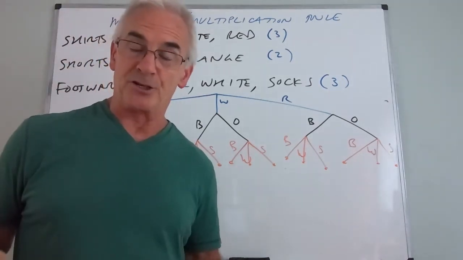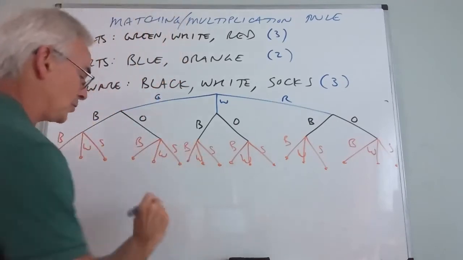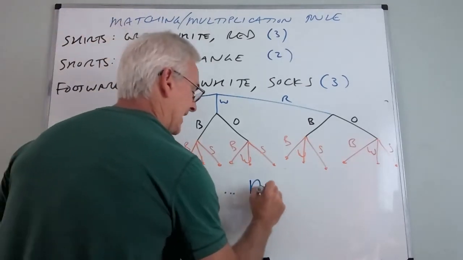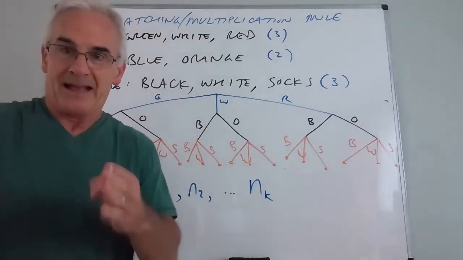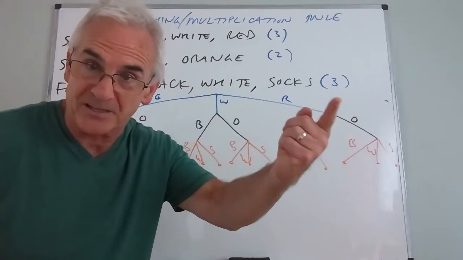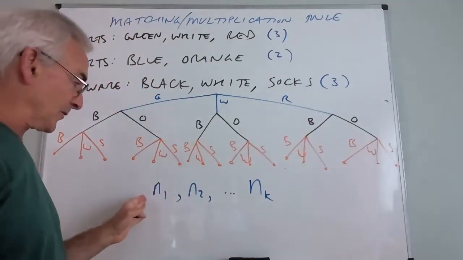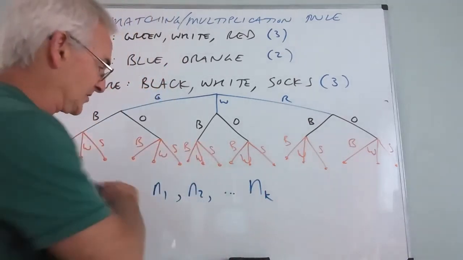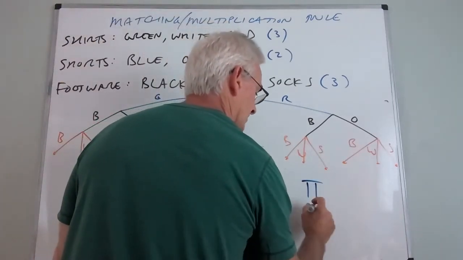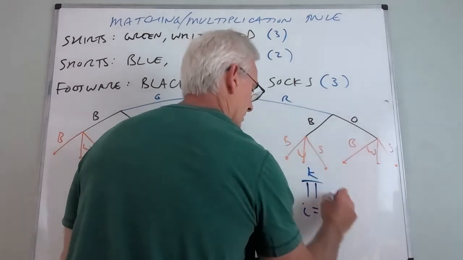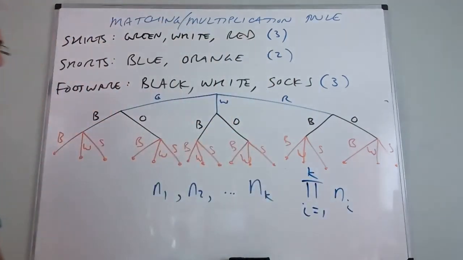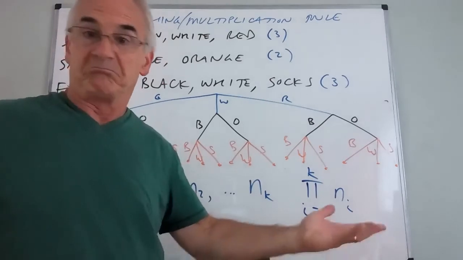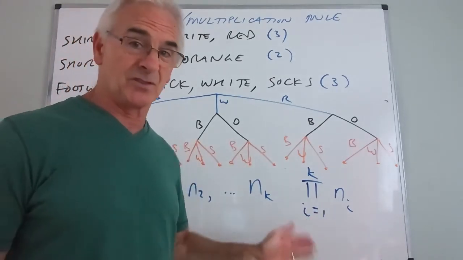The matching or multiplication property in simple English says, if you have N1 ways of doing the first thing, N2 ways of doing the second thing, up to NK ways of doing the kth thing, and each thing is completely separate, in other words, how I chose my shirts has nothing to do with my shoes, then the number of outcomes that are possible is simply the product of these things. So the number of outcomes would be that. That's why it's called the matching principle, because I'm matching one outcome with the next outcome, or I'm multiplying them. No difference. Okay. So this is a really, really huge one.